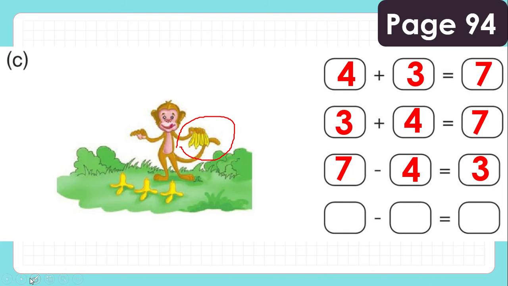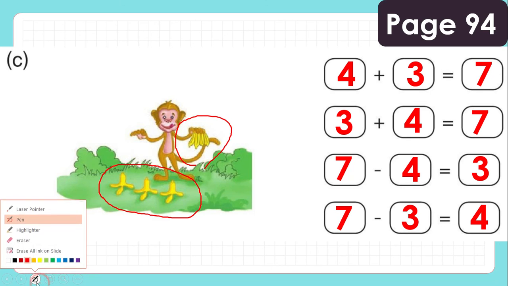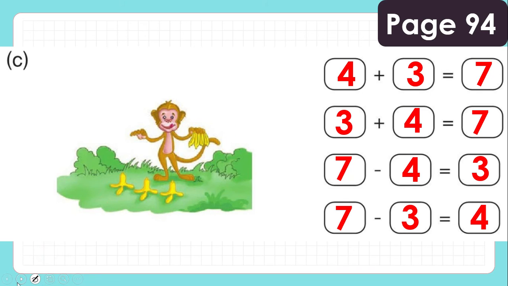Okay. How about the bananas that the monkey is holding? Okay, we're going to minus the bananas on the floor. So let's write all bananas. And then let's minus the one on the floor, minus 3. So 7 minus 3 equals 4. Okay, so there are 4 bananas in his hand. Okay, next. Write your answers.